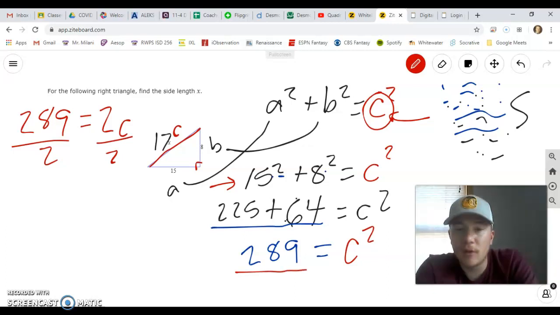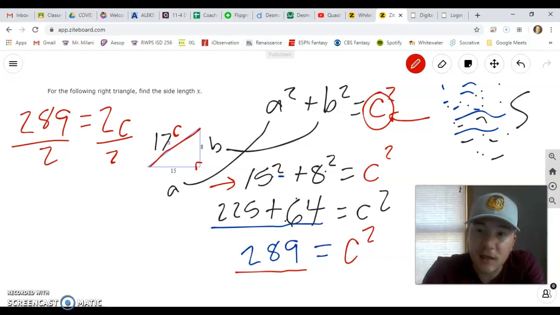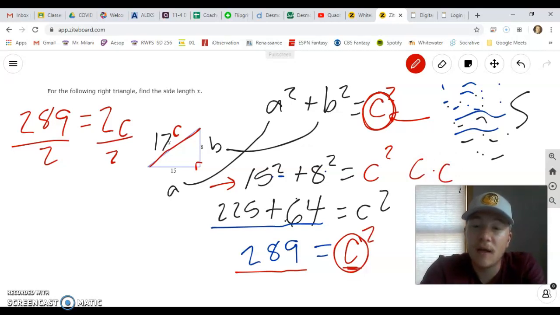C is the only variable left, and there's just a number on the other side, but not so fast. We are looking for C, not C squared. Right now, this is C squared. That means C times C. We want a C all by itself. What is one individual C all by itself equal to?